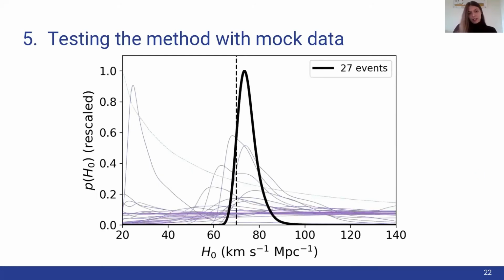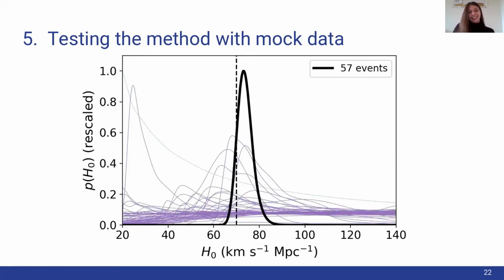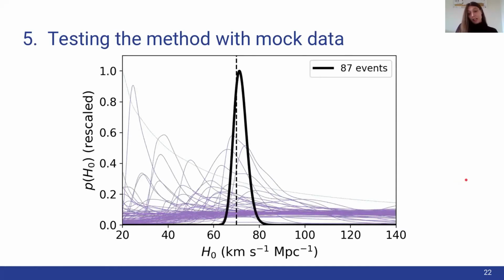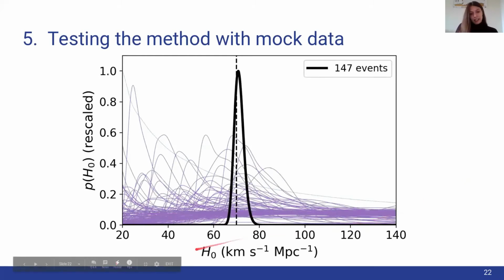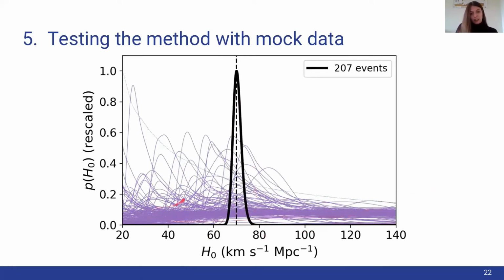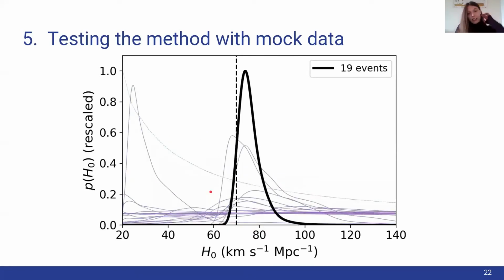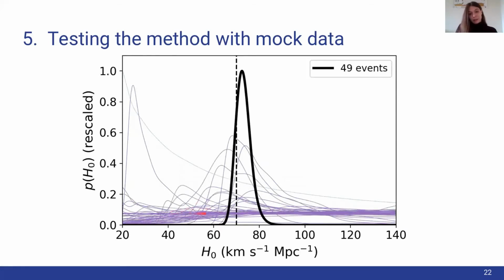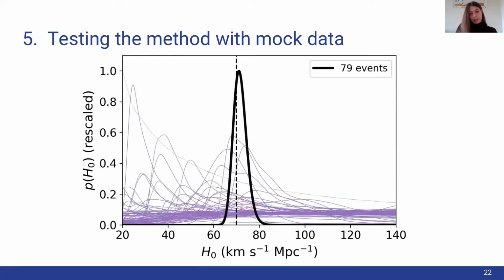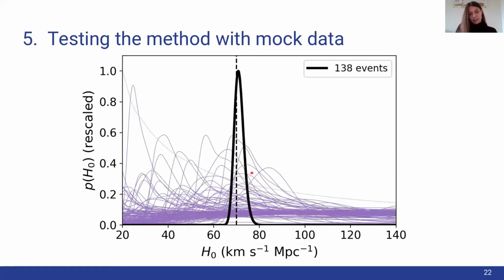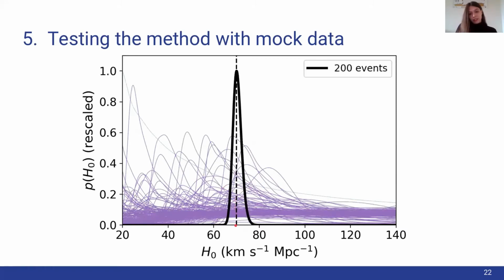So this here is a GIF showing how the posterior on the Hubble constant changes as more events are added to the analysis. The black thick line here is the actual posterior itself, and it is the product of all of the purple curves, which are the contributions from individual events. And you can see that it starts off relatively broad, quickly narrows due to some relatively informative events, and then as events continue, it slowly narrows around the chosen value of Hubble constant of 70.